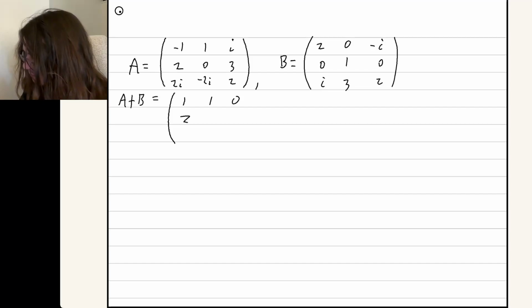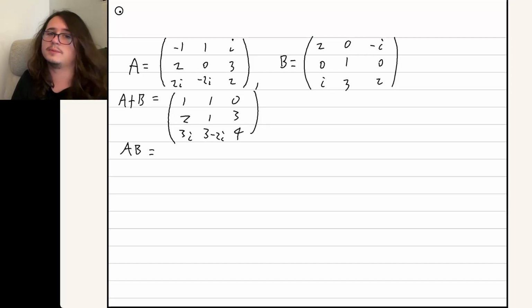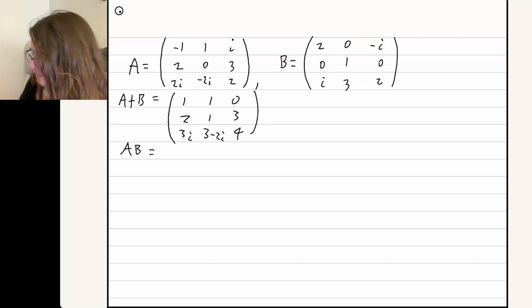0 plus 1, so 1. 3 plus 0, so 3. 2i plus i, so 3i. Minus 2i plus 3, so 3 minus 2i. 2 plus 2 is 4. And yeah. The next thing that Griffiths asks us to do is to multiply the matrices together.